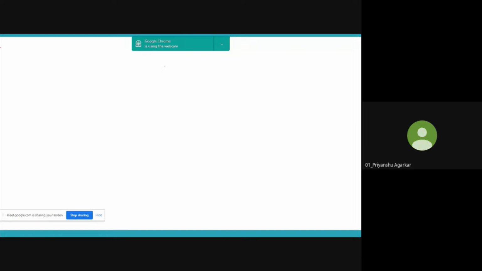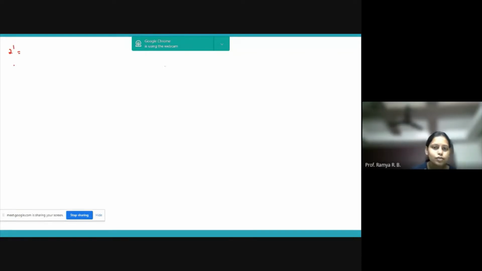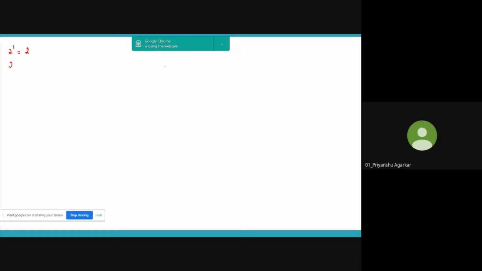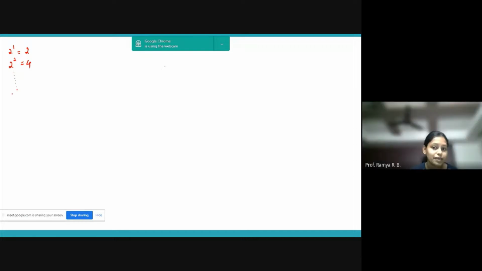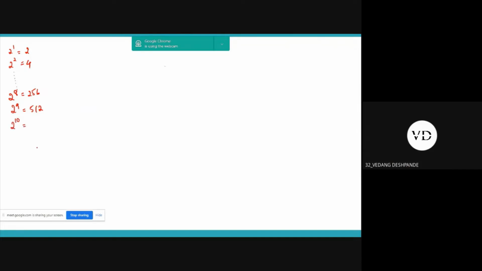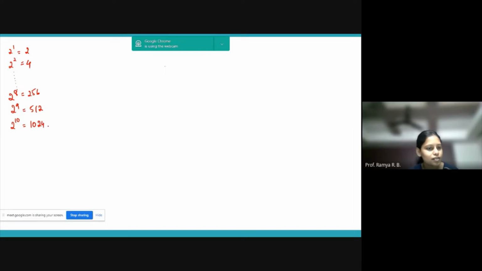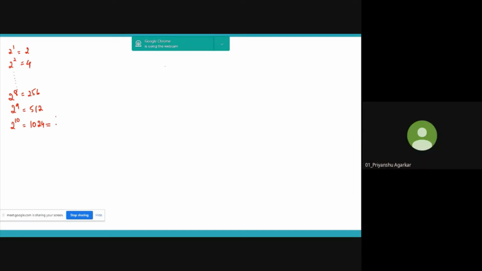Yes, ma'am. What is 2 power 1? 2. 2 power 2? 4. Let's first go through this. 2 power 8? 256. 2 power 9? 512. 2 power 10? 1024. This is also equal to 1 kilobyte, 1 KB.